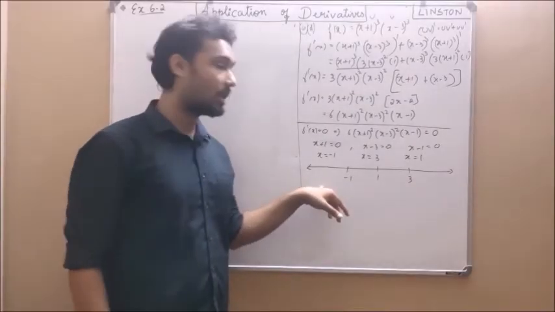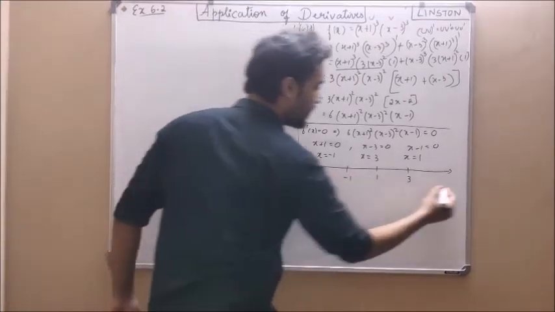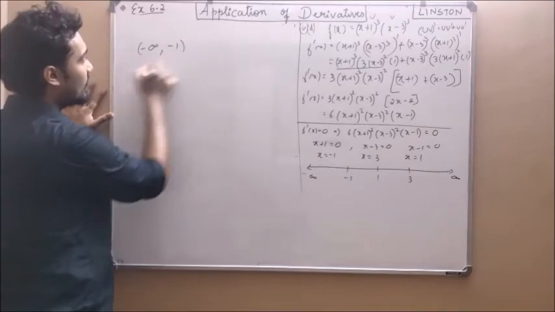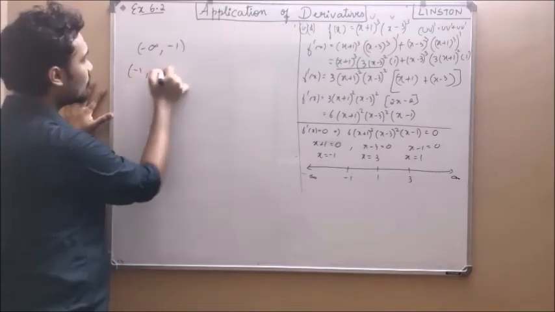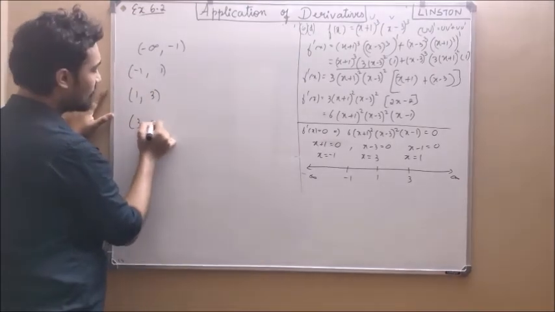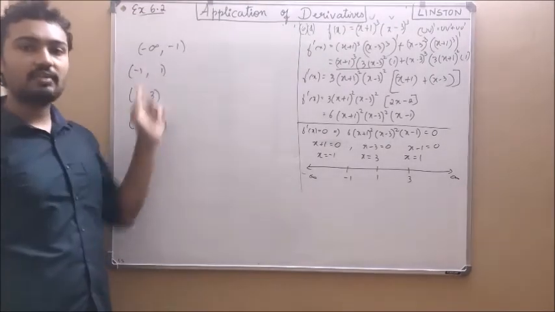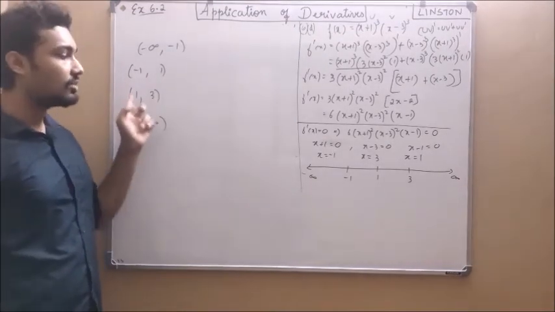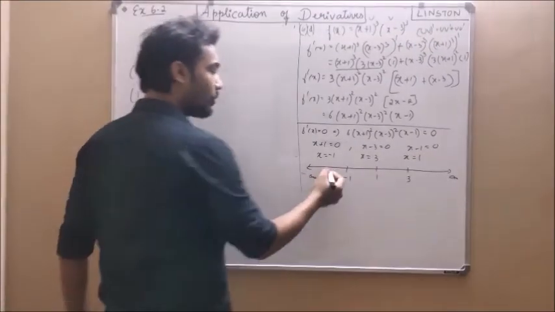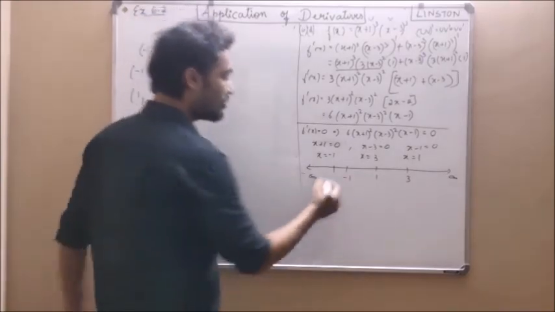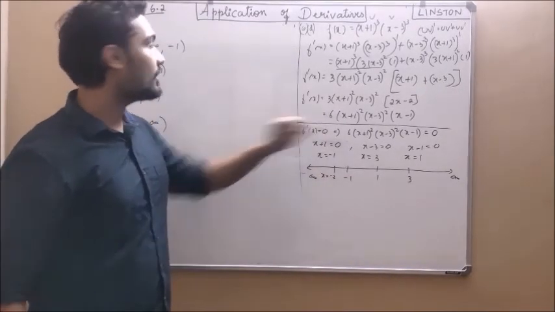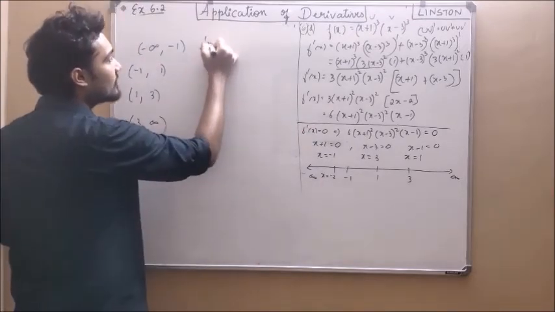So note down the intervals formed, from minus infinity to infinity: minus infinity to minus 1, then minus 1 to 1, then 1 to 3, then 3 to infinity. In each interval, we have to check whether f dash of x is greater than 0. Take any point in the first interval, say x equal to minus 2, and substitute it in f dash of x.